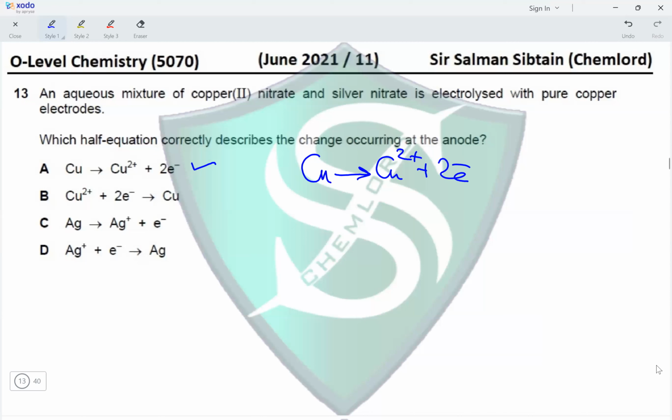In option B, we have copper ions being reduced to copper metal. This can take place at the cathode, not the anode. We have silver being oxidized in the case of C, but this would happen if we had silver electrodes. And in D we have silver ions being reduced to silver metal. This would happen at the cathode. So this makes option A the correct option for this question.